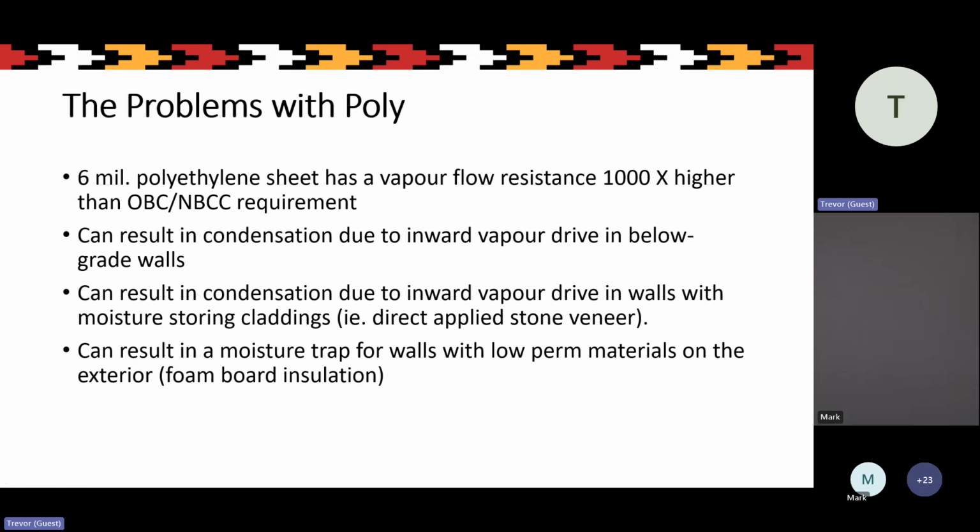So foam board insulation, as an example, we have to be careful that we don't end up with a double vapor barrier on a wall that has poly on the inside and foam board insulation on the outside.